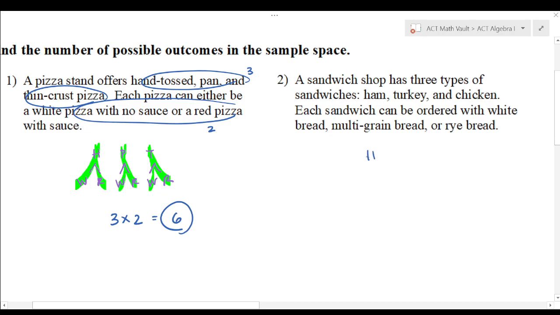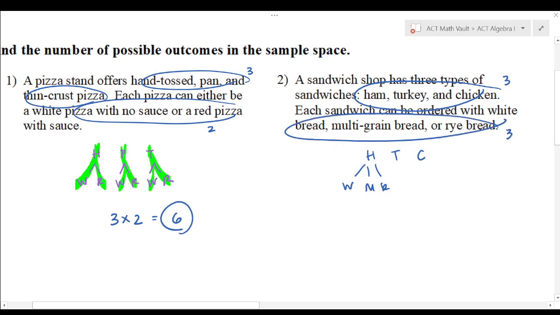So then ham, turkey, chicken. Each sandwich can be ordered with white bread, multigrain, or rye. So then you'd go, okay, white, multi, or rye. So there is more to keep track of here. You also could have a situation where they say, then there are 4 different types of cheeses that you have to consider. But no matter how many different parts to the sandwich there are, you just think, how many options are there for phase 1? How many options are there for phase 2? 3. So answer, 3 times 3.